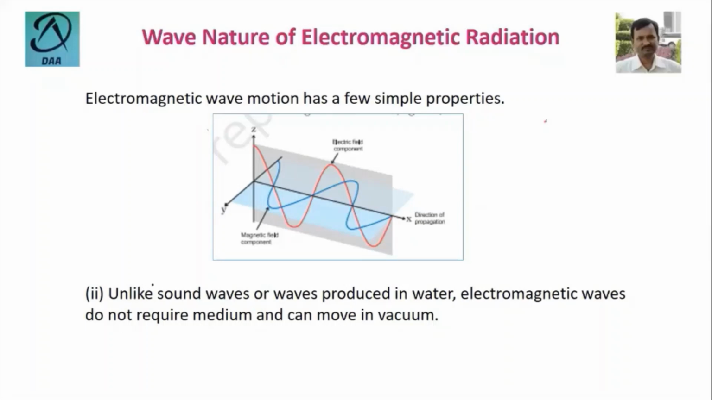Second property: unlike sound waves, which always need some medium, electromagnetic waves do not need any medium and can move in vacuum. That is the reason why electromagnetic waves, like light coming from the sun, move through so much vacuum space and still reach us.